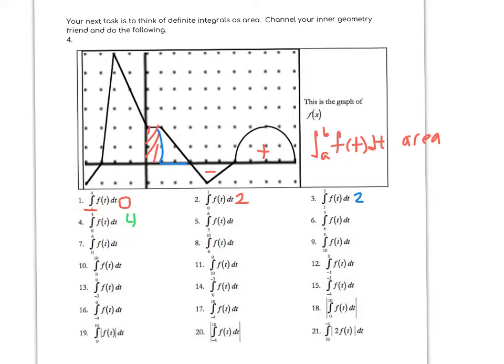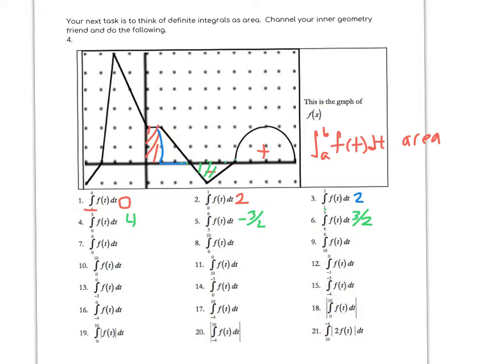3 to 6, that's 1, 2, 3, 4, 5, 6. That's this triangle down below. It's got a height of 1 and a width of 3, which would be an area of 3, but it's below the x-axis, so we got negative 3 over 2. From 6 to 3, when we flip the integral, we flip the sign. 3 to 6 was negative, so 6 to 3 would be positive 3 over 2.